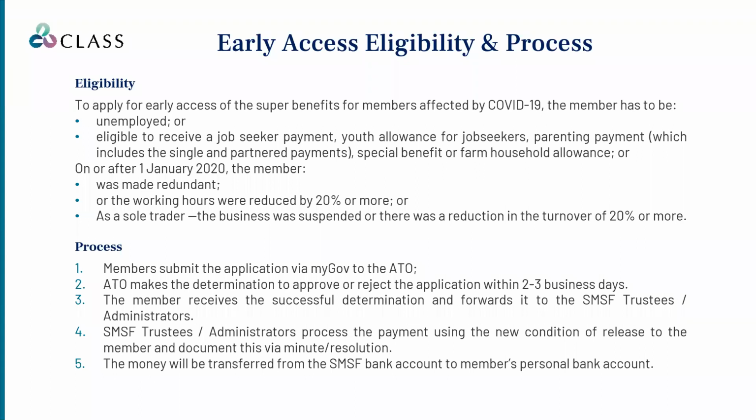But what I want to focus on is the process. So the process for anyone who wants to apply for this early access is the members have to submit an application via MyGov to the ATO. ATO will make a determination to approve or reject the application within 2 to 3 business days. Once the member receives a successful determination, they can forward that to the trustees or the administrator of the super fund.